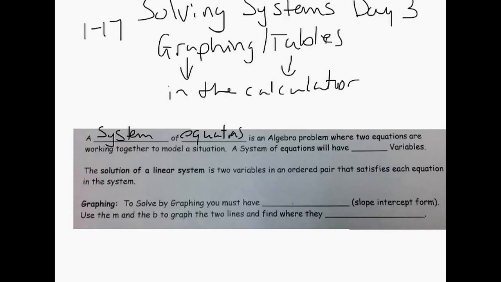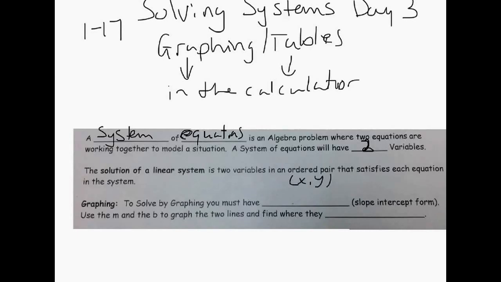A system of equations is an algebraic problem where two equations are working together to model a situation. It could be two companies that we're comparing the prices of, or two runners that we're comparing in a race, or something like that. A system of equations will have two or more variables, but for us, we usually just have two. The solution to a system of linear equations is the two variables in an ordered pair that satisfy each one. So you're going to get an x and a y for each one.